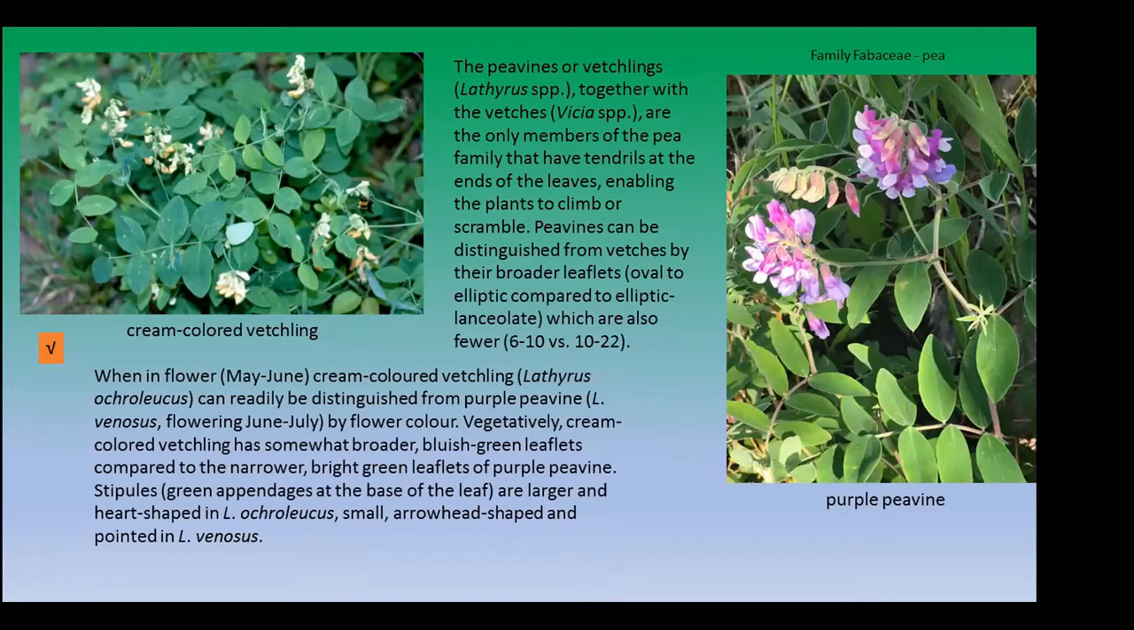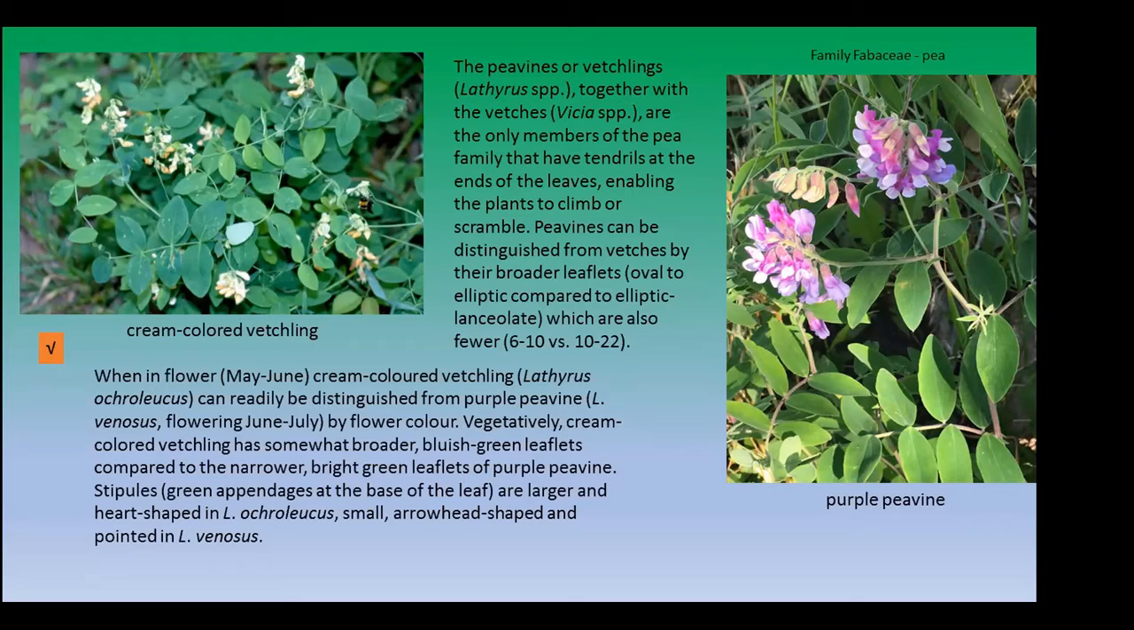Right, the pea family. The cream-colored vetchling, I did see evidence of. It's just beginning to develop its leaves now. In flower, these two relatives are obviously easy to tell apart because the purple pea vine has fairly dense clusters of purple flowers, and the cream-colored vetchling is more loosely flowered with white flowers.